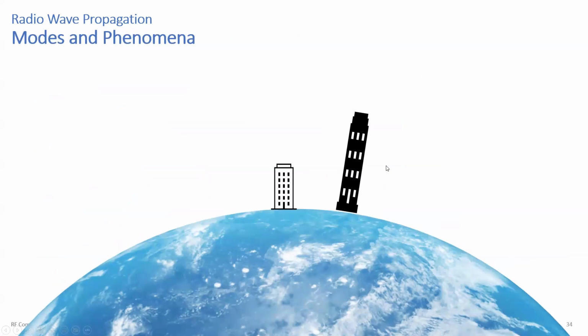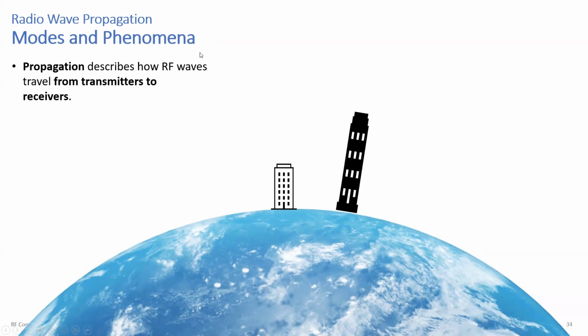Let's take a look at radio wave propagation in terms of modes of propagation and some phenomena that happen to propagating waves. When I say propagation, I'm talking about how RF waves travel from RF transmitters to RF receivers. So let's say we have the Earth here and we have these disproportionately large buildings as a cartoon, and I put some antennas around the Earth here.